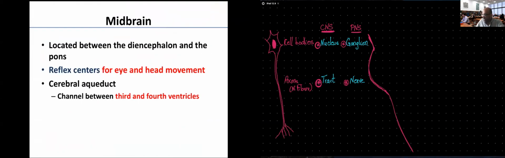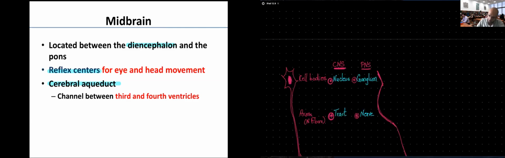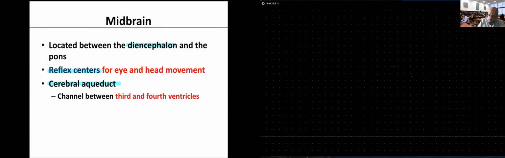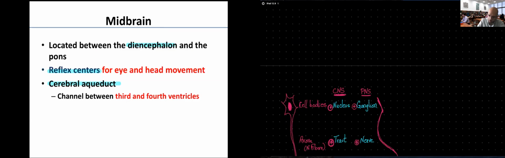The midbrain is located between the diencephalon and the pons. It's going to have the reflex centers for the eye and head movements. It's also going to contain a duct that allows the CSF, the cerebrospinal fluid, to travel down from the third ventricle to the fourth ventricle. If you remember, what are the ventricles that we mentioned a little last session? Ventricles, those are the brain cavities that contain the cerebrospinal fluid.